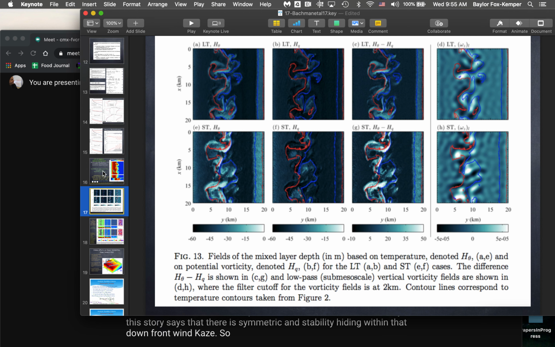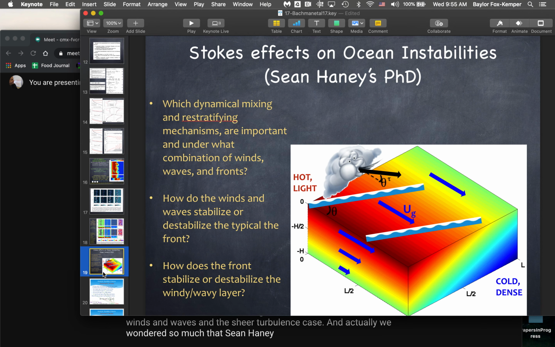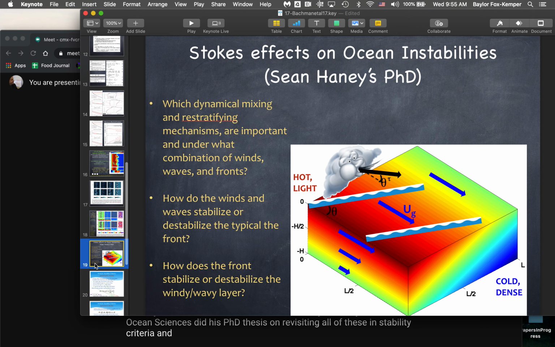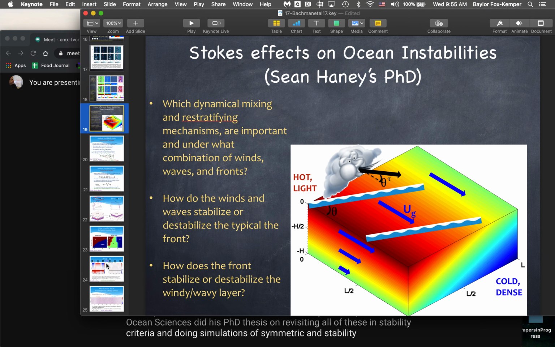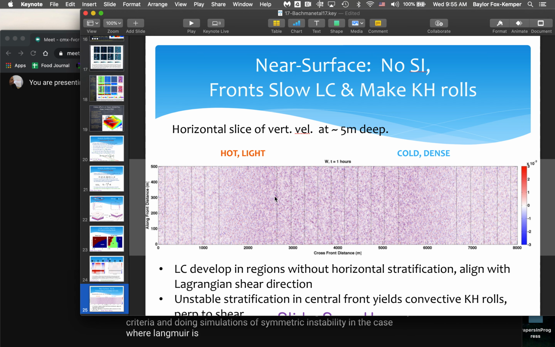So even though we had focused on the mixed layer eddies in that case, there was also symmetric instability present in that simulation. And you might wonder why there's a difference between the Langmuir turbulence case, the case with winds and waves, and the shear turbulence case. And actually, we wondered so much that Sean Haney, who a lot of you met at Ocean Sciences, did his PhD thesis on revisiting all of these instability criteria and doing simulations of symmetric instability in the case where Langmuir is present. And just to show you a quick movie, I'll run this.